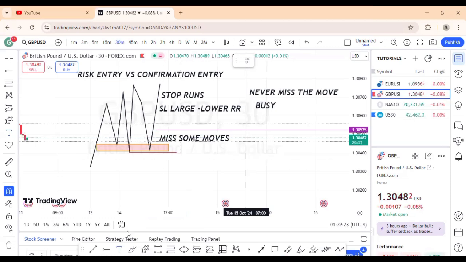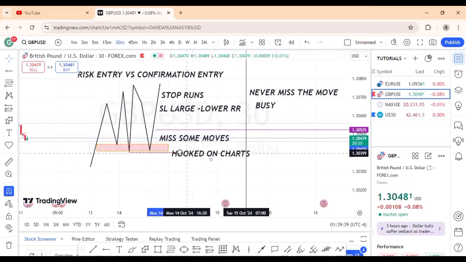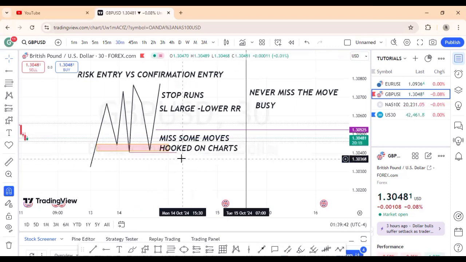Another disadvantage is that your eyes are always on the chart. You're hooked on the charts, right? You don't have time to do something else. If you use confirmation entries, you're always watching. Okay, has price come to my POI? Has price rejected? Has price given confirmation? It makes you always hooked on the chart. So that's one of the disadvantages of waiting for confirmation entry.